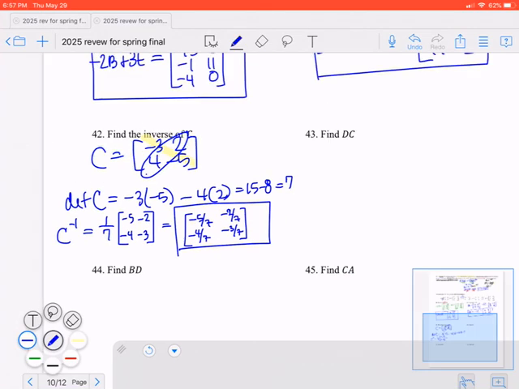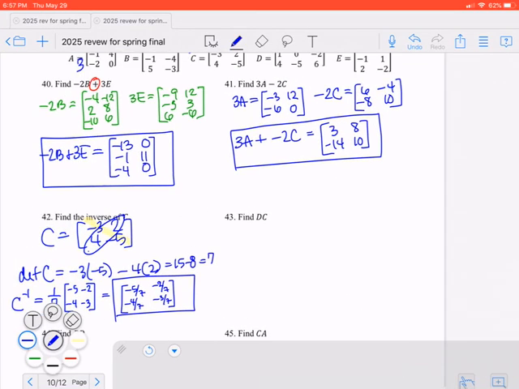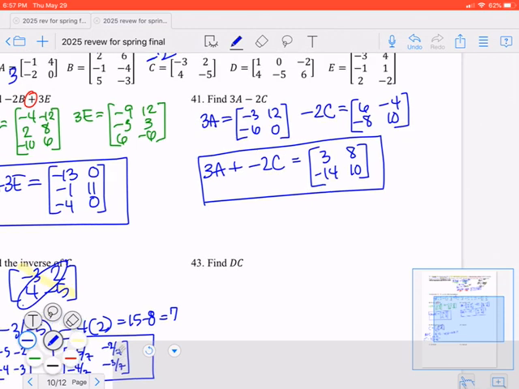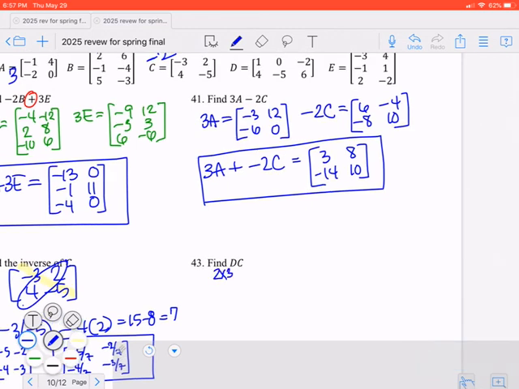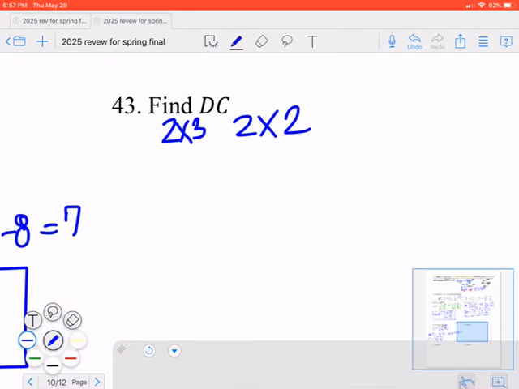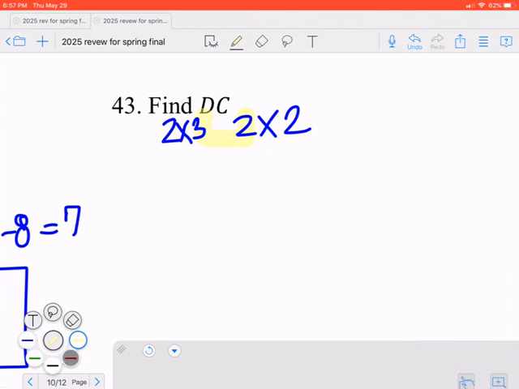And now D times C. D is a 2 by 3. C is a 2 by 2. And the inner dimensions do not match, so I can't do it.